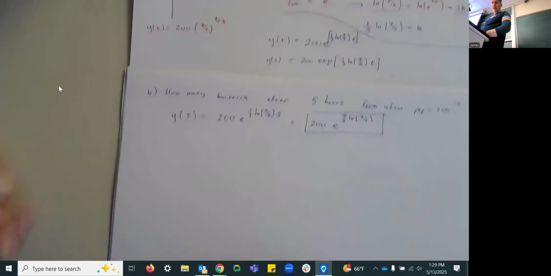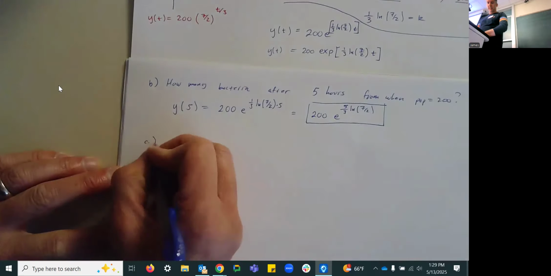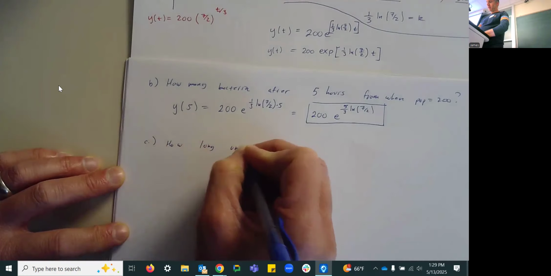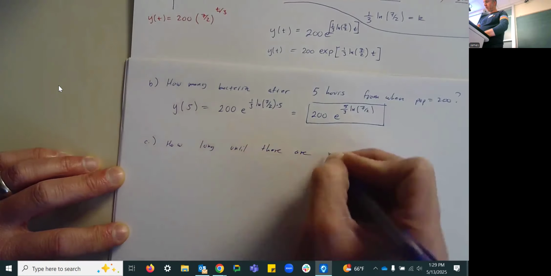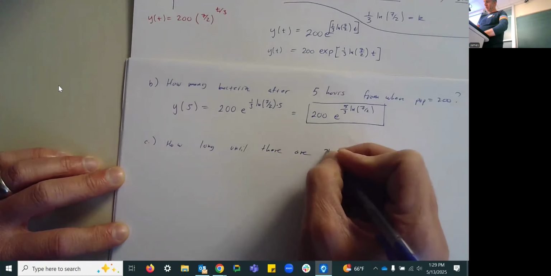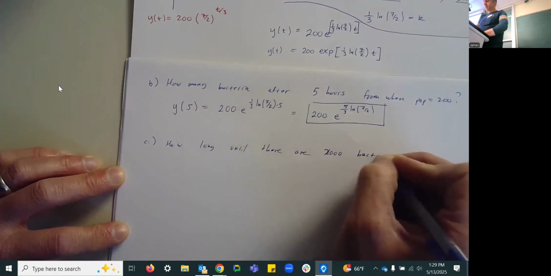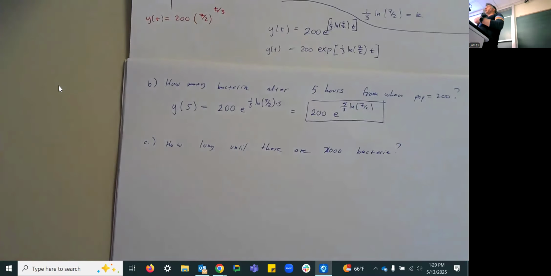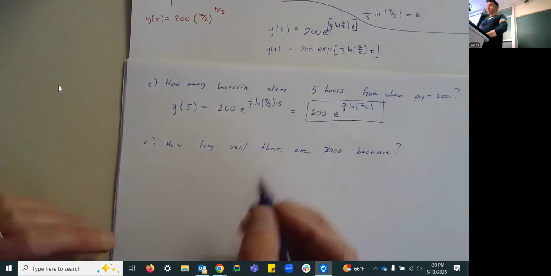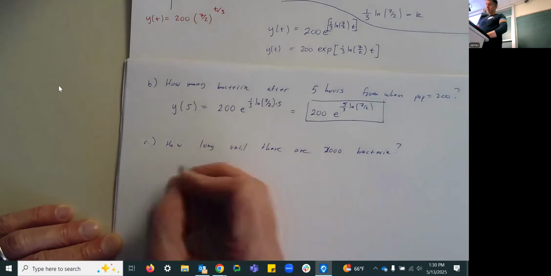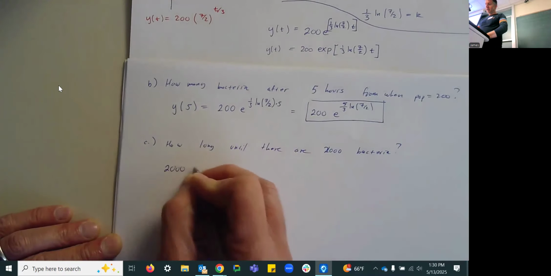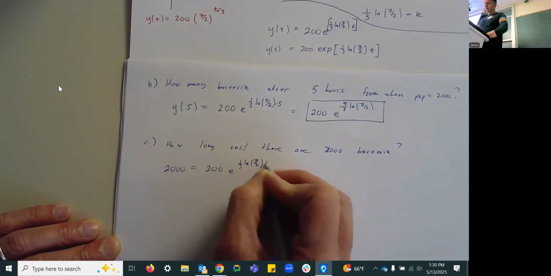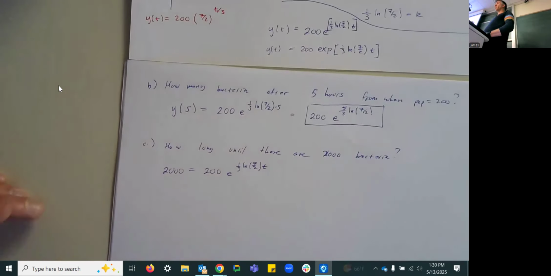And then the other question, which is a little more interesting, is how long until there are 2,000 bacteria? Alternatively, instead of plugging in time equal to 5 hours, we're going to substitute in y equal to 2,000 bacteria. So our equation is going to be 2,000 equal to 200 times e to the 1/3 natural log of 7 halves times t. And much like solving for k, we're going to do the same 2 or 3 steps.